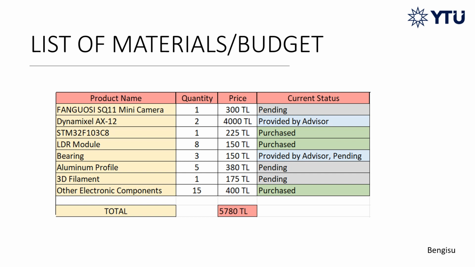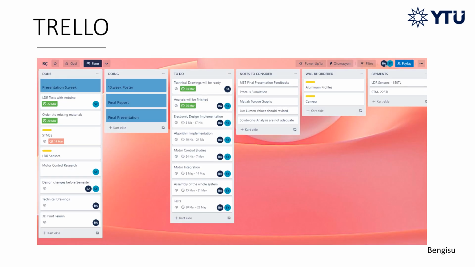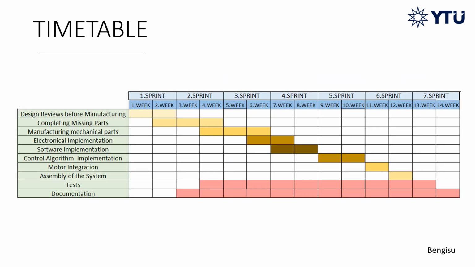The expected total cost was determined around 6,000 Turkish liras. We used the Trello application in order to be able to work with a realistic work schedule, to follow up efficiently, and to progress with the modern methods with multidisciplinary teamwork. We have arranged the task packages in our timetable in accordance with the design and production steps.